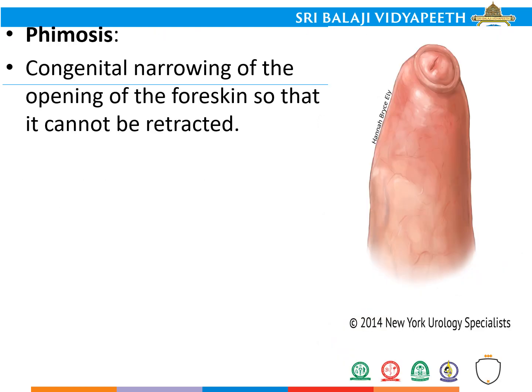Phimosis is a condition caused due to congenital narrowing of the opening of the foreskin so that the foreskin cannot be retracted. So again, in such conditions, circumcision is the method of treatment.